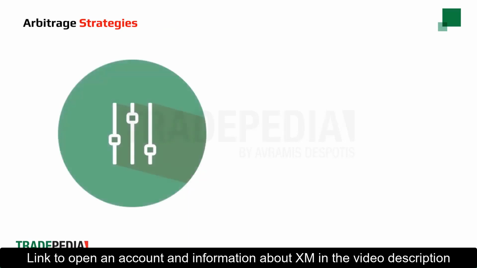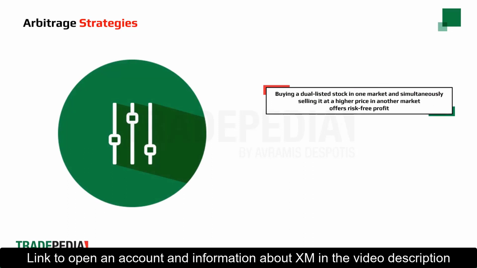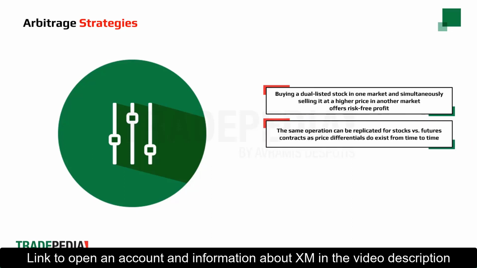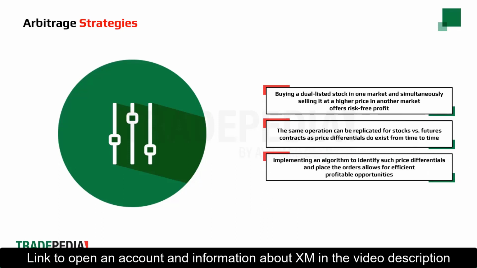Arbitrage strategies. Buying a dual-listed stock at a lower price in one market and simultaneously selling it at a higher price in another market offers the price differential as risk-free profit or arbitrage. The same operation can be replicated for stocks versus futures contracts, as price differentials do exist between one market and another from time to time. Implementing an algorithm to swiftly identify such price differentials and instantly place the orders allows for profitable opportunities in an efficient manner.